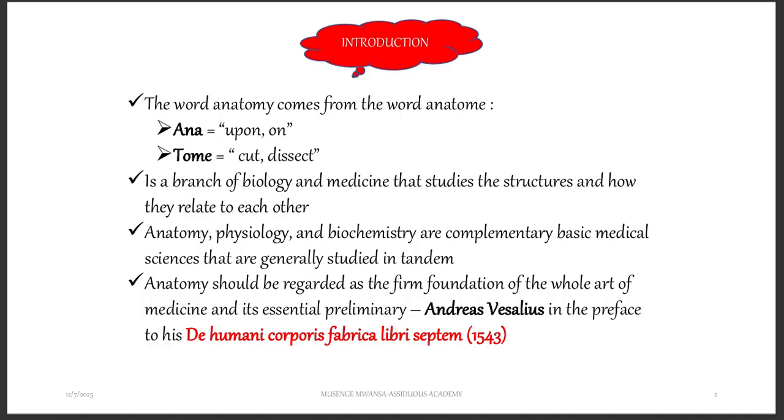So this statement telling us that anatomy is actually an art and the essential preliminary for medicine was mentioned by Andreas Vesalius. So this is an anatomist who published a book which is known as De Humani Corporis Fabrica Libri Septem in 1543. And he's the one who told us that anatomy is actually the very basic.